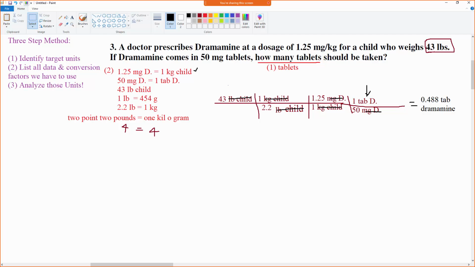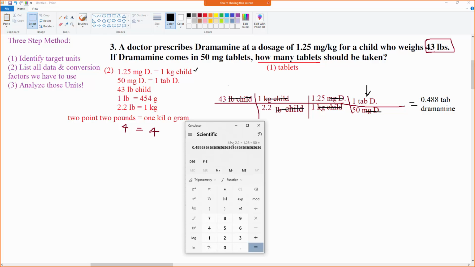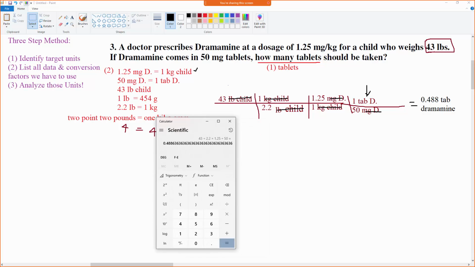Oh, sorry. So, in fact, you probably can't see that there. So I did 43, and then I divided that by 2.2 because this is on the bottom. And then I multiplied that by 1.25, and then I divided by 50 because that's on the bottom. I just ignored anything that's a 1 because if I multiply by 1 or divide by 1, it doesn't change the answer. Alternatively, if you prefer, you can also do 43 times 1.25, and then you can do 2.2 times 50, and then divide those two answers.